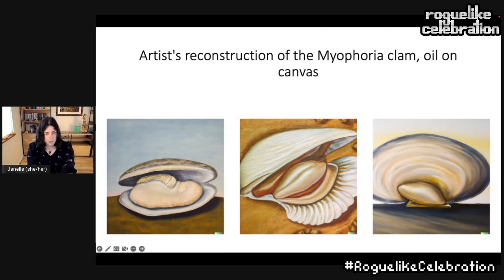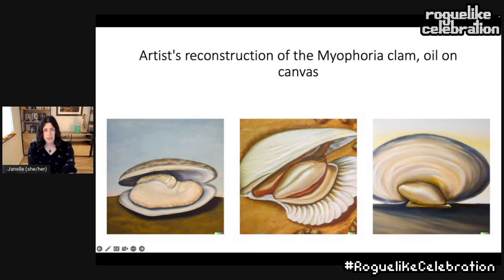So here, Myophoria is an extinct type of bivalve, and here I've had DALL-E reconstruct it, probably completely inaccurately. In fact, I'm pretty sure this is completely inaccurate. I'm really not sure clams work like that, but at least it's an attempt at a normal looking clam-type thing.